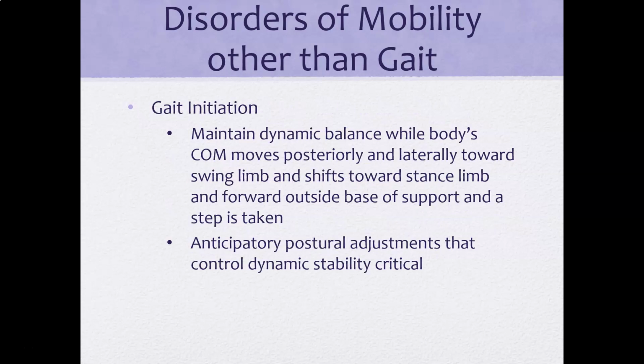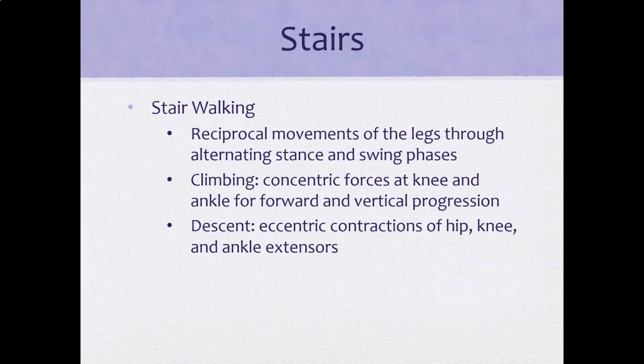Disorders of mobility other than gait. So let's say, what about gait initiation? They can't even start. They need to maintain dynamic balance while body's center of mass moves posteriorly and laterally towards swing limb and shifts towards stance limb and forward outside base of support and step is taken. Anticipatory postural adjustments that control dynamic stability are critical.